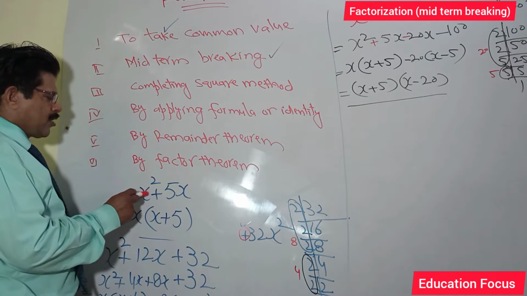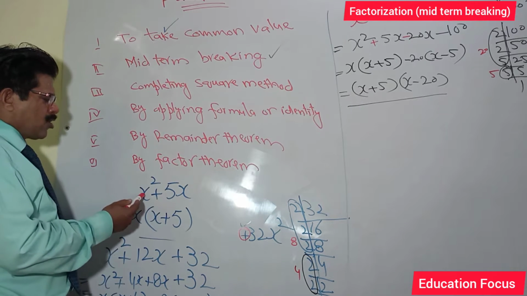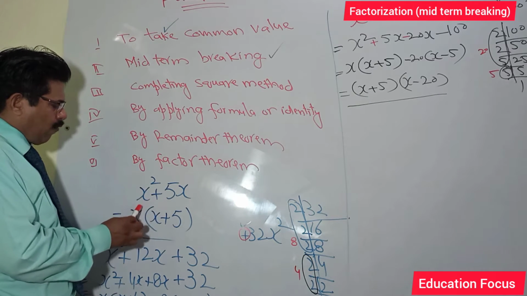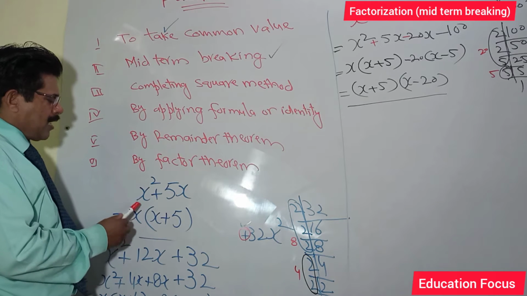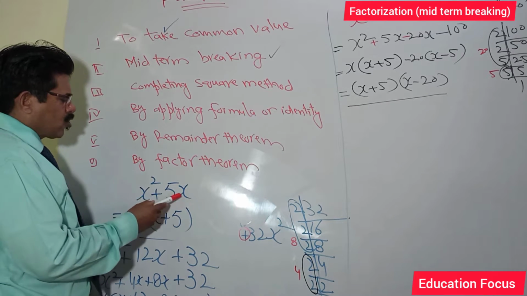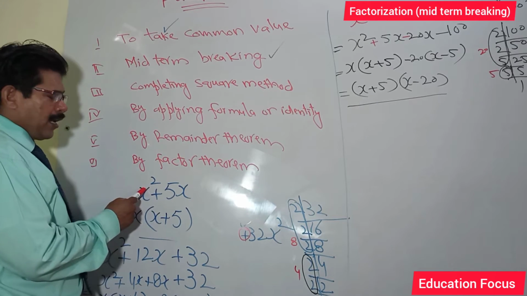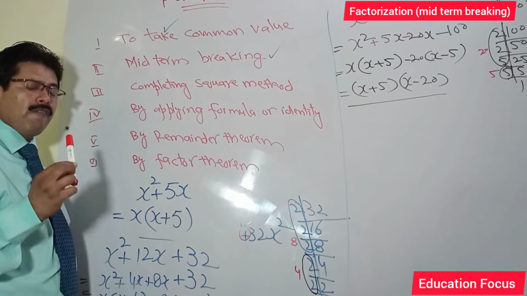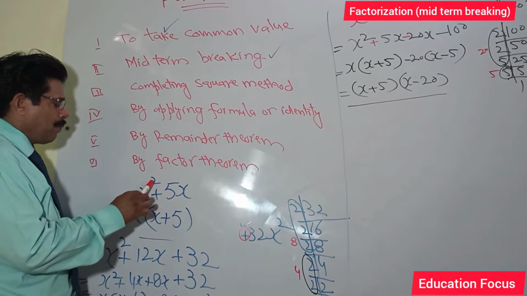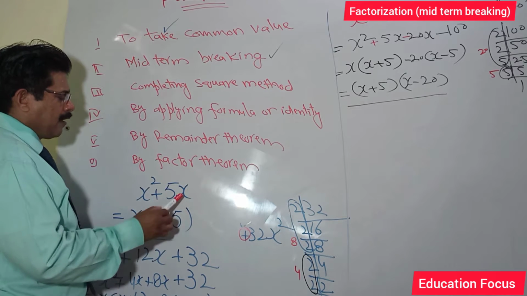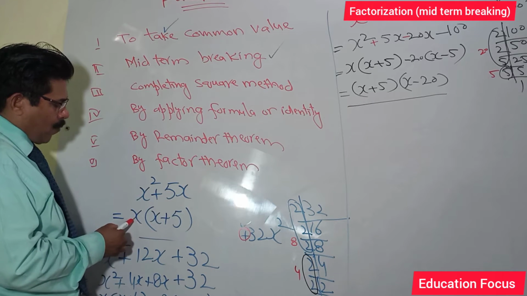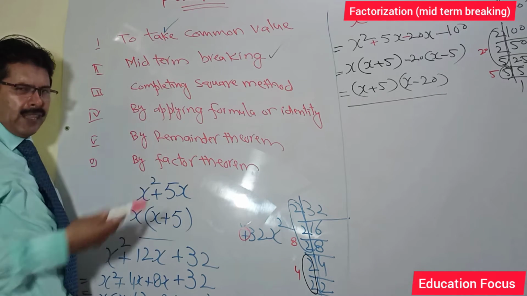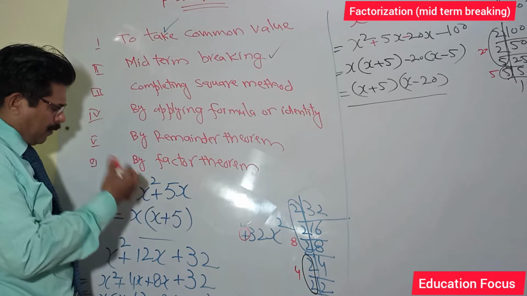The question is x squared plus 5x. There are just 2 terms. I want to factorize it. We will take x as common because x is found in both terms. x squared means x multiplied by x, but when we take 1 x common, the remainder is x plus 5. This x has been taken as common. The answer is x into x plus 5. This is a very short and easy method which I have explained.